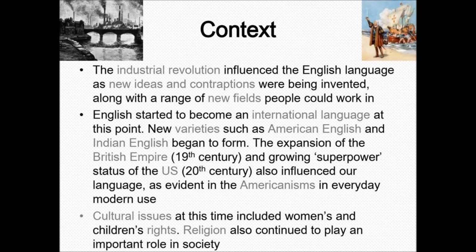English started to become an international language at this point. New varieties such as American English and Indian English began to form. The expansion of the British Empire in the 19th century and the growing superpower status of the US in the 20th century also influenced the English language to a great extent, as evident in the Americanisms in everyday modern use.